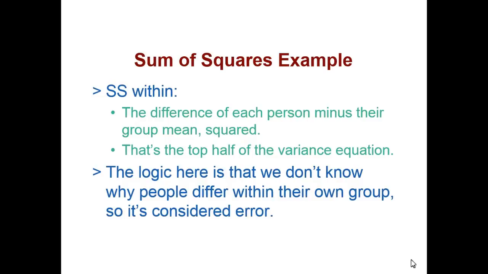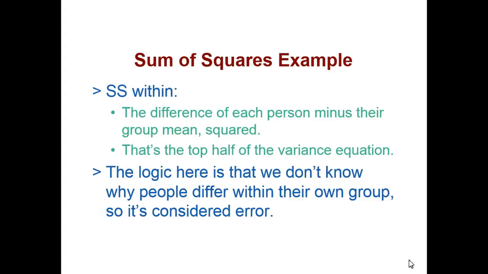Now we're going to do error variance. Okay, so I'm working my way from the bottom of the source table up. So it's each person minus their own group, squared. And so that's the old variance equation, x minus the mean squared. The logic of this step is that we don't know why people differ within their own groups here. So why doesn't everybody rate candy the same, fruit the same, and cheese the same? That's individual differences, is what a lot of people call it, but that's error.